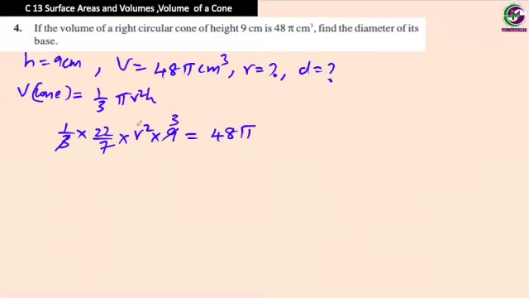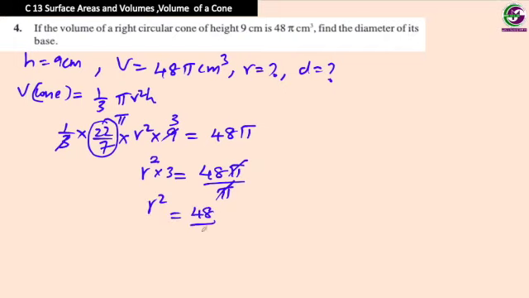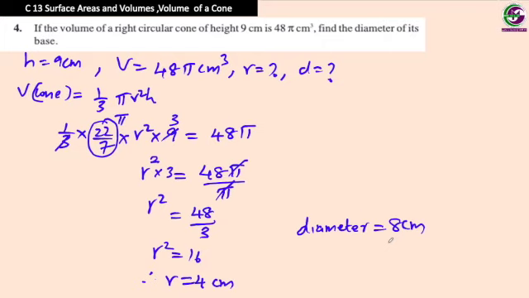Now this can be replaced as pi itself because we have pi on the right side. So r square times 3 is equal to 48 pi divided by pi, because this pi is taken down. Therefore, r square is equal to 48 divided by 3, or r square is equal to 16. Therefore, radius is 4 centimeters and diameter is times 2, which is 8 centimeters. Therefore, diameter is 8 centimeters.